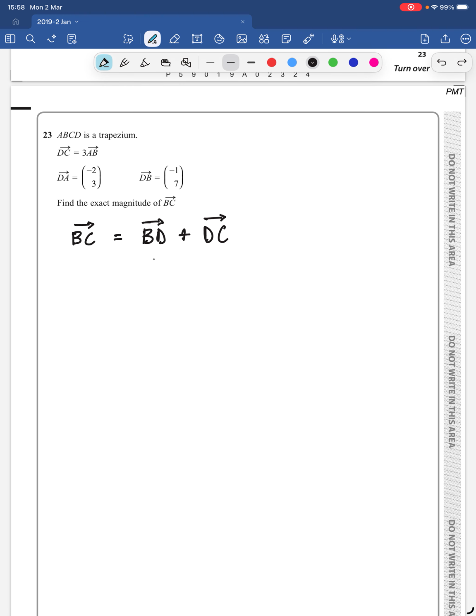Now, we haven't got BD, we've got DB, and we haven't got DC yet. So we've got to find out what AB is. So let's just find out what AB is. AB, in the same way, is equal to, sorry, I'm doing it wrong here, beg your pardon, AD plus DB.